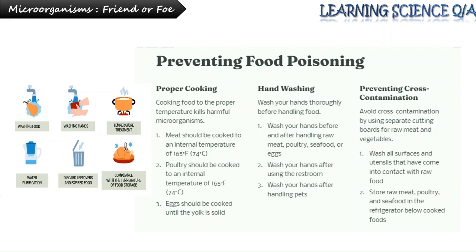Proper cooking ensures the proper killing of harmful microorganisms present in the food. For example, meat should be cooked to an internal temperature of at least 74 degrees centigrade. Poultry should be cooked to an internal temperature of around 74 degrees centigrade. Also, egg should be cooked until the yolk is solid.